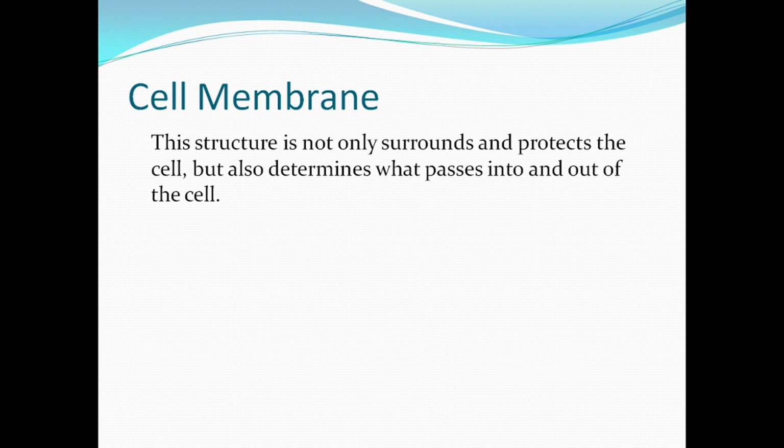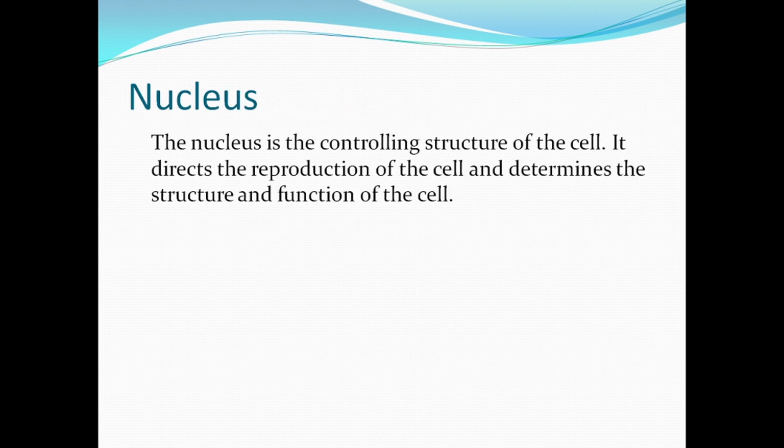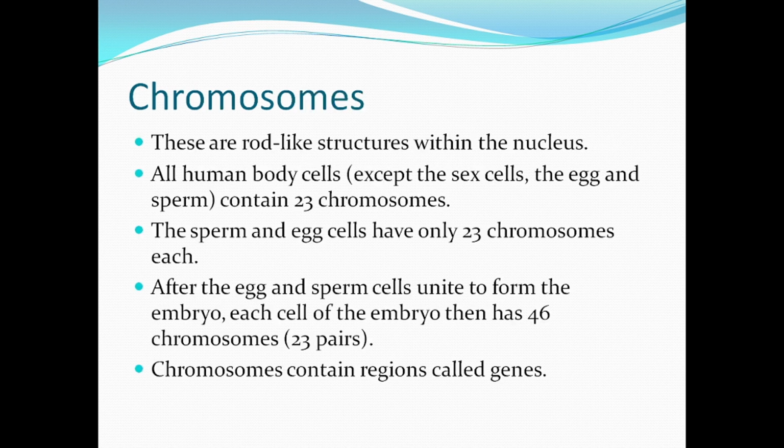Cell membrane. This structure not only surrounds and protects the cell but also determines what passes into and out of the cell. Nucleus. The nucleus is the controlling structure of the cell. It directs the reproduction of the cell and determines the structure and function of the cell.